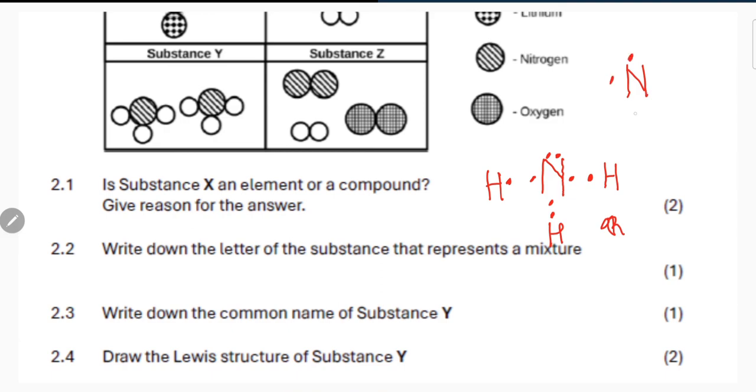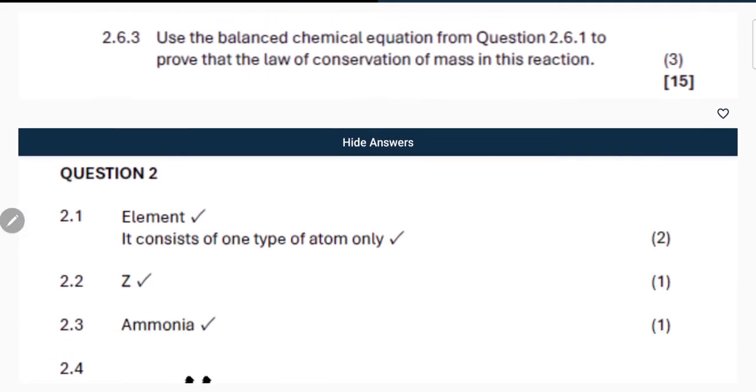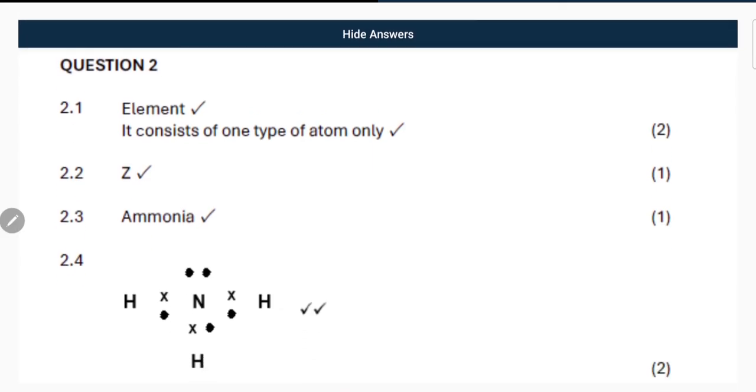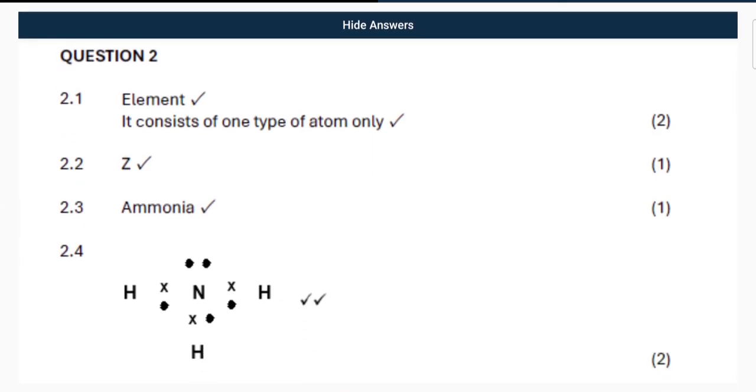1, 2, 3, 4, 5. This hydrogen, this hydrogen. So this is how we represent the structure of ammonia. Let's look at the way they responded to this question. Okay, they're using the cross and the dot to show an element. So this is 2 marks for that.